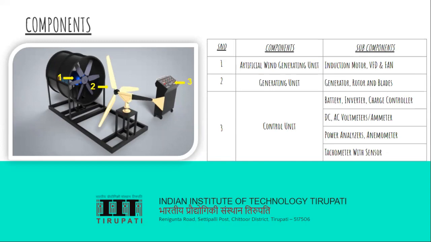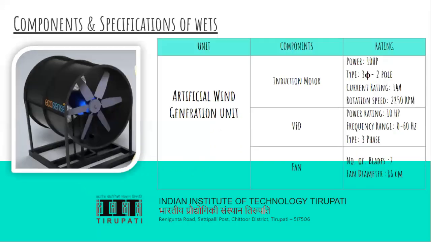This system has three components. One is the artificial wind energy unit, the second is the generating unit, and the third is the controlling unit. Each component has sub-components too. Let us discuss in brief each component. The artificial wind generating unit has three main components: one is the induction motor, next is the variable frequency control, and third is the fan.